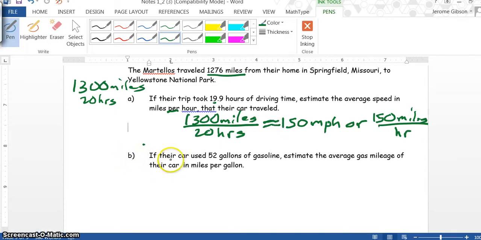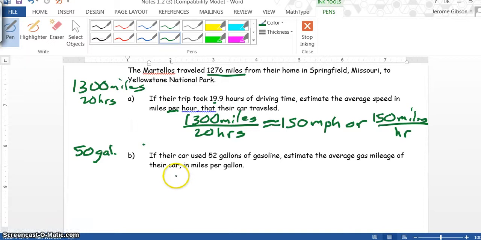Okay, now we have B. If their car used 52 gallons of gasoline, estimate the average gas mileage of their car in miles per gallon. First of all, we already have our miles estimated at 1,300. Now we have to deal with our gallons here. Since this is a 2-digit number, I would suggest that we round to the tens place. So the 5 is in the tens place. We look to the right. We have a 2. And we know that that will become 50. So it would be 50 gallons.